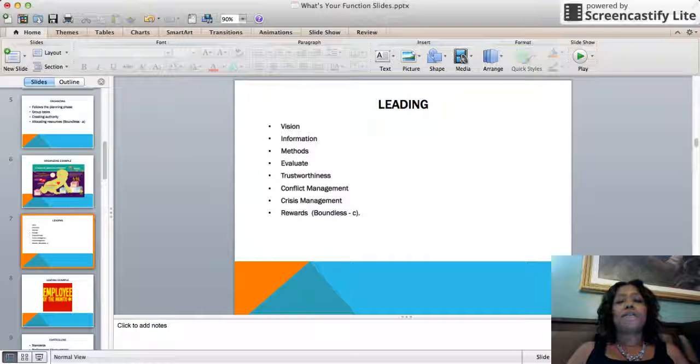Now, leading is a very important function. Leaders must have vision. They must have the ability to impart that information and vision to their employees, and they must be able to create the methods for getting those goals and objectives done. They also must have the ability to evaluate their employees as well as the performance of the program. They need to be trustworthy. They must manage conflict well and be good in a crisis, and also have ways to reward their employees.